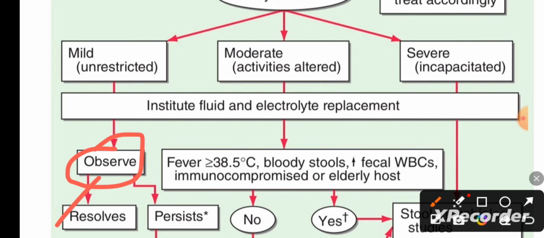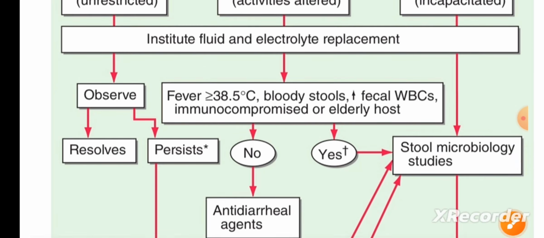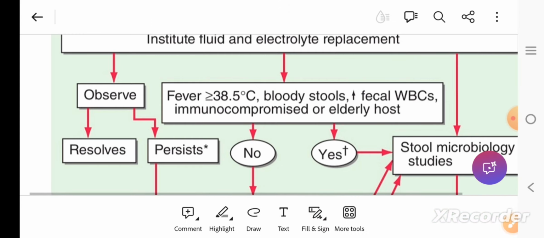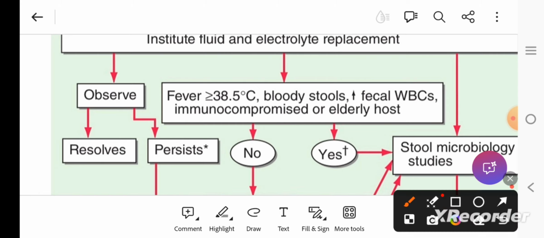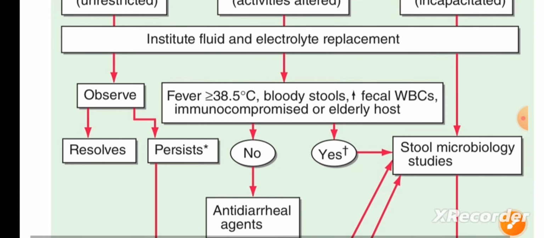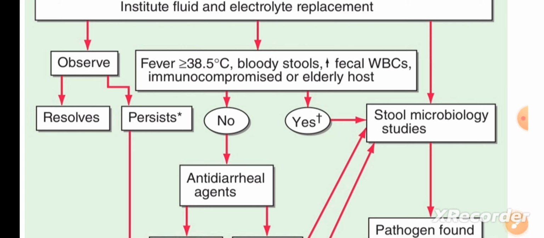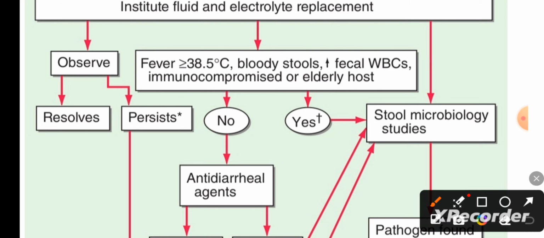If the symptoms persist, then we'll go for further evaluation. And if the patient with diarrhea also has other symptoms, like fever of more than 38.5 degrees Celsius, or bloody stools, or increased fecal WBCs, that is, WBCs present in the feces, or if the patient is either immunocompromised or an elderly host.